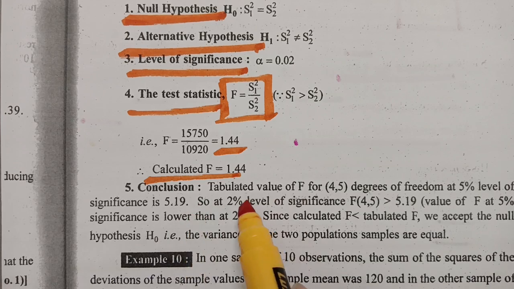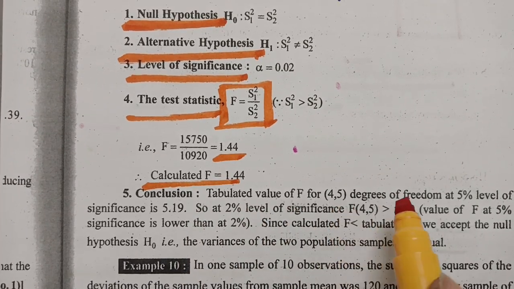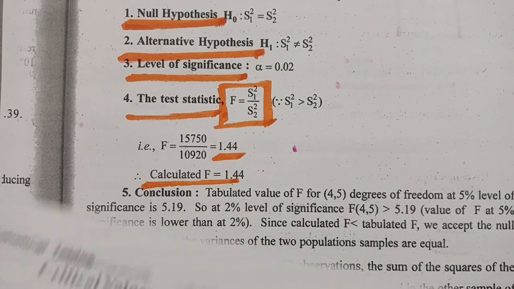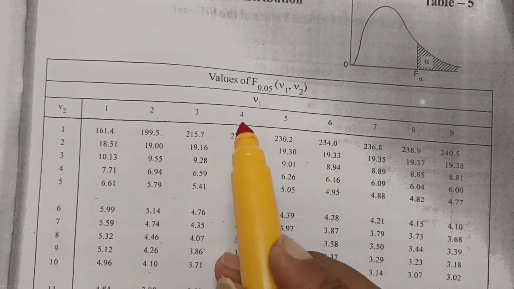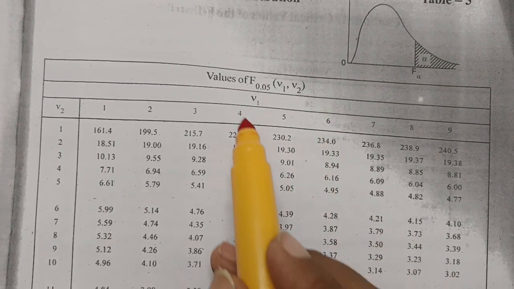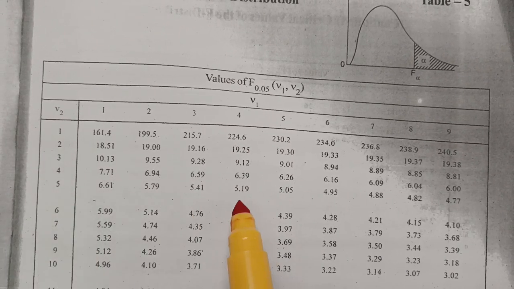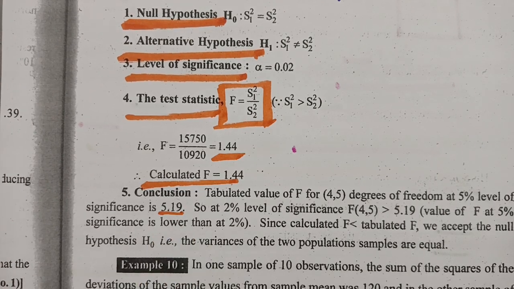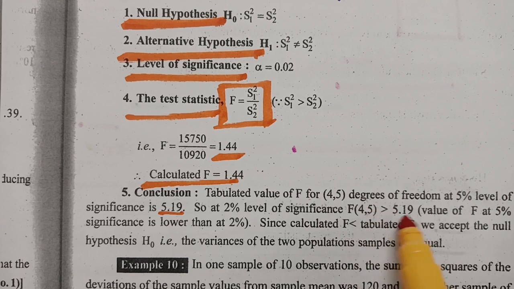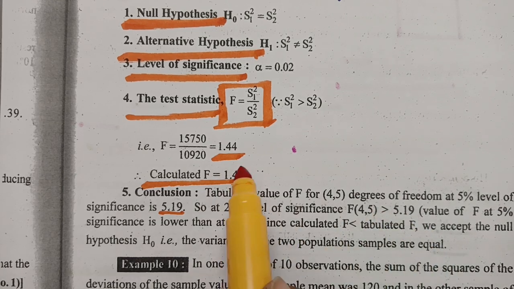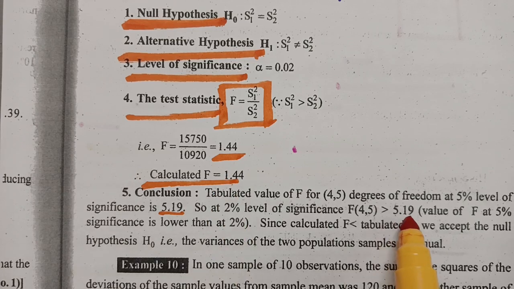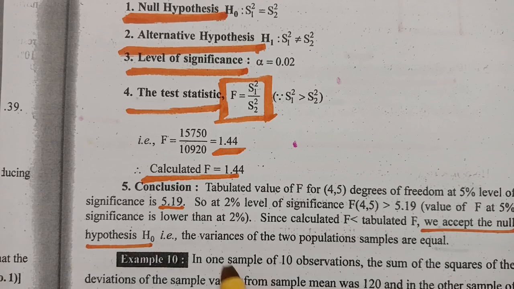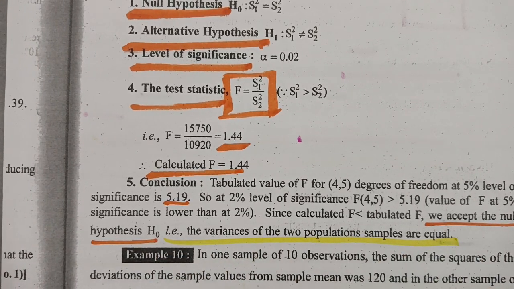So in the conclusion part, the tabular value of F at 4 comma 5 degrees of freedom at 5% level of significance, in the F distribution at 4 and 5, this is for v1 equal to 4 and this is v2 equal to 5, the value here is 5.19. So this is 5.19 from the table. At 2% level of significance, the value is greater than 5.19. Here this is the calculated value, so this is lesser than 5.19. And therefore, we are going to accept the null hypothesis H0. And therefore, the variances of the two population samples are equal.